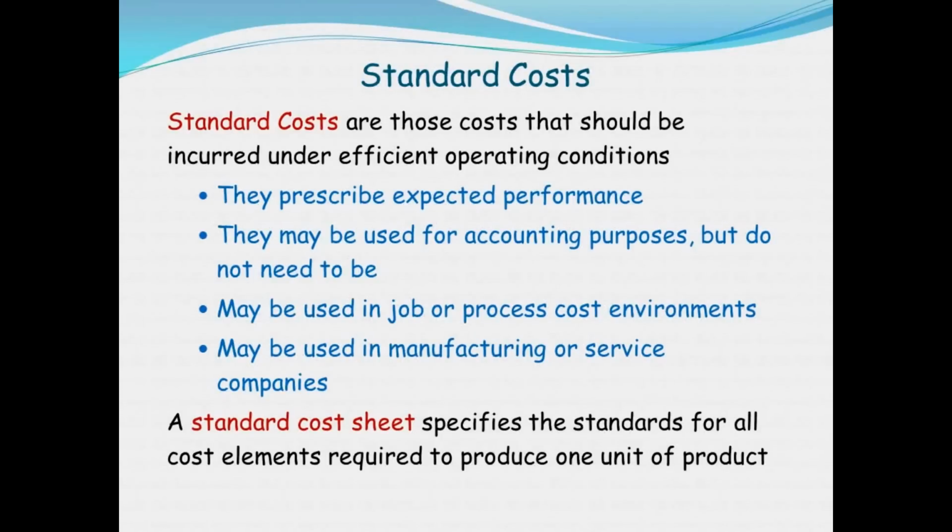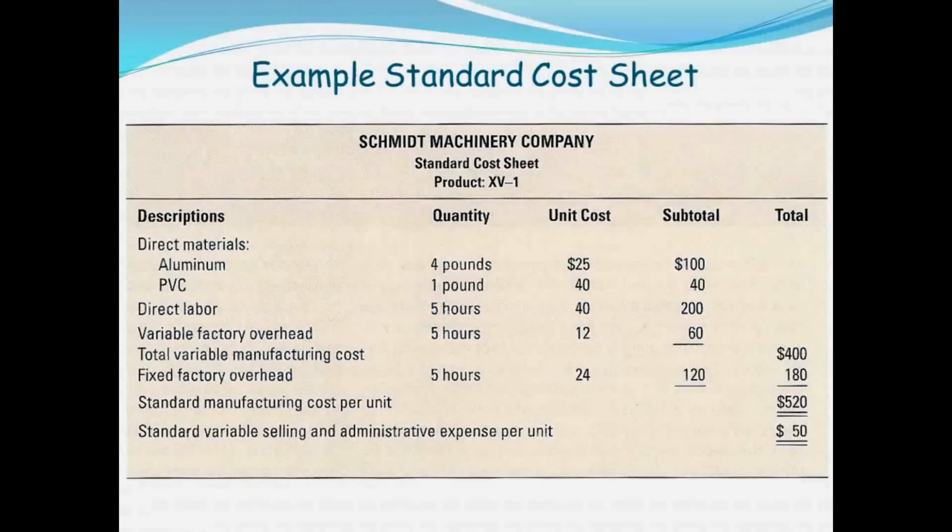And the standard cost sheet specifies the standards for all of the cost elements. So here's an example from the text of the standard cost sheet. And for whatever reason, it has a mistake in it. So to produce product XB1, you need 4 pounds of aluminum, 1 pound of PVC. That's your standard quantity. You have a standard cost per unit. And therefore you have a subtotal on your cost, all shown on your standard cost sheet.